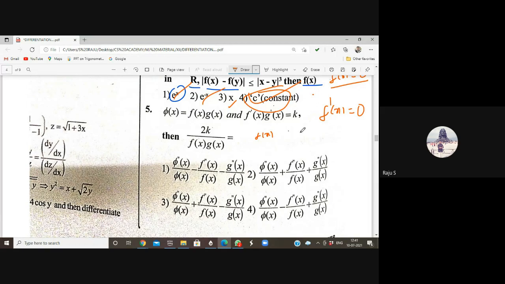Okay, students, so then the fifth question is: phi of x is given. Phi of x is equal to f of x into g of x. Then f dash of x into g dash of x is equal to k. Then what is the value of 2k by f of x and g of x? Anyone?